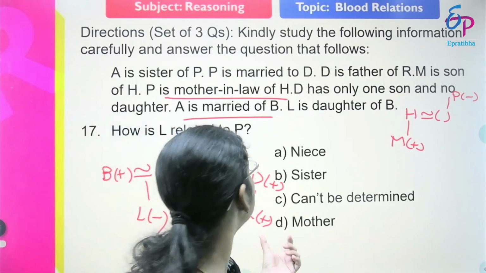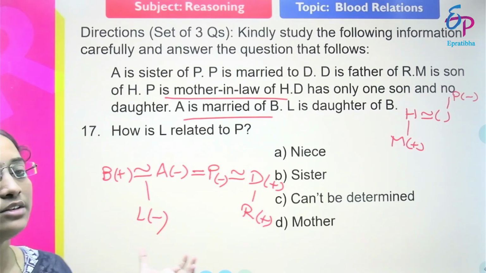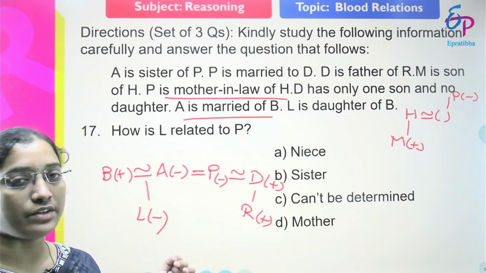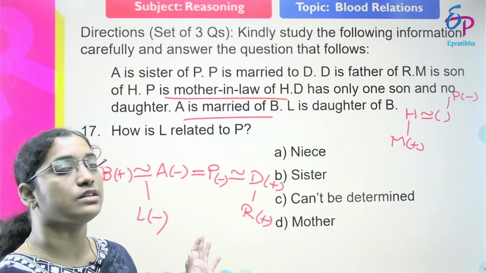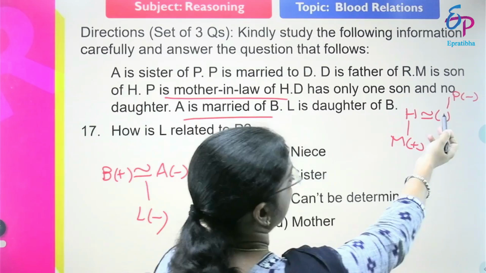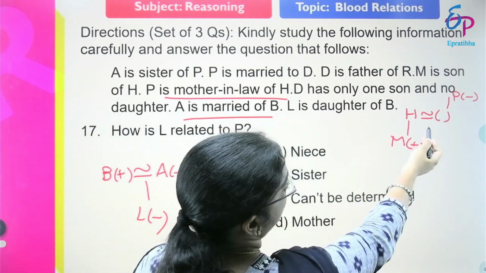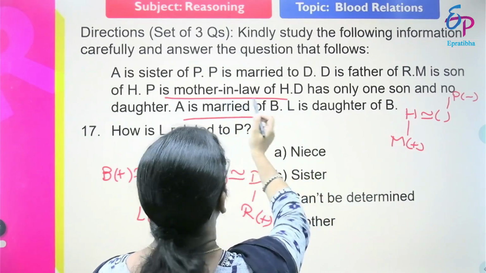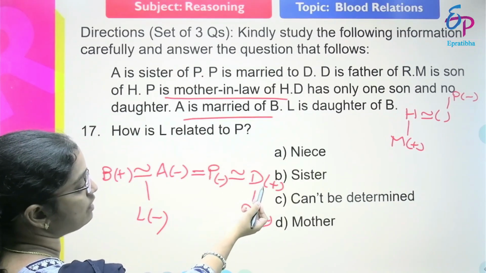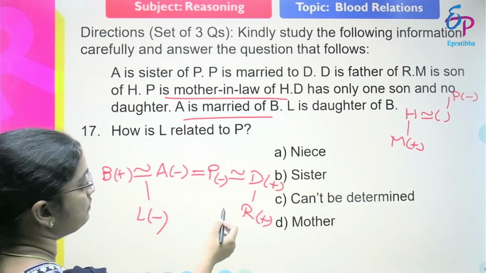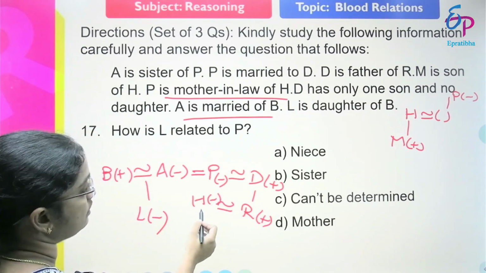So observe here, by using the given question information, we are getting two different pictures, right? So definitely we need to take a combination of these two pictures. Just see here, in that picture we have P, here also we have P, right? P is the mother-in-law of H, so P and D are couples and they have only one son. That means definitely we need to take H here only. H is female, so P is the mother-in-law of H.